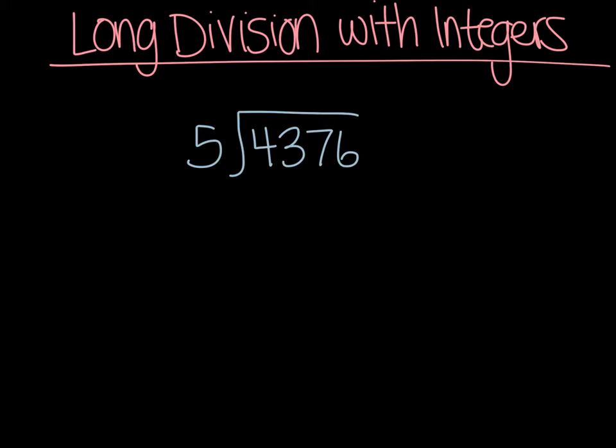The first thing we want to do is look at 5 and ask ourselves, how many times does 5 go into 4? Well, we know 5 does not go into 4, so now we have to expand it to 43. So how many times does 5 go into 43? And we know 5 goes into 43 8 times, so we're going to put an 8 here. And remember that you multiply the 8 and the 5 together and subtract. That's the key here, subtract the multiplication. So even though 8 times 5 is positive 40, we are subtracting 40. So 43 minus 40 is 3.